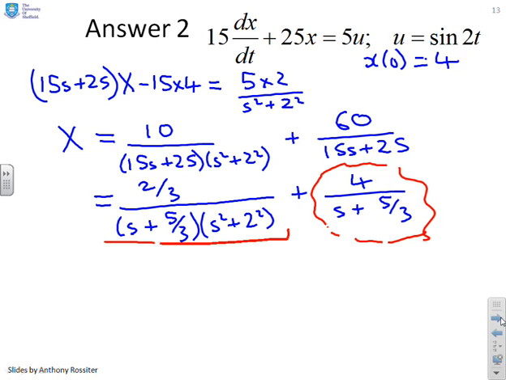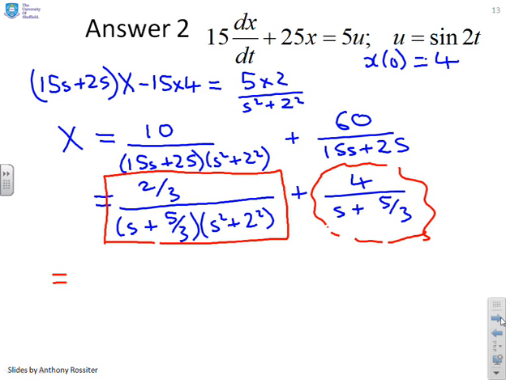But the other term, the dynamics of the input, also affect the behaviours. So you'll see we've got something which has got the dynamics of the model from the s plus 5 over 3 and the dynamics of the input from the s squared plus 2 squared. And for this one, we're going to have to use more classical inverse Laplace methods and partial fractions. So I can write this down.